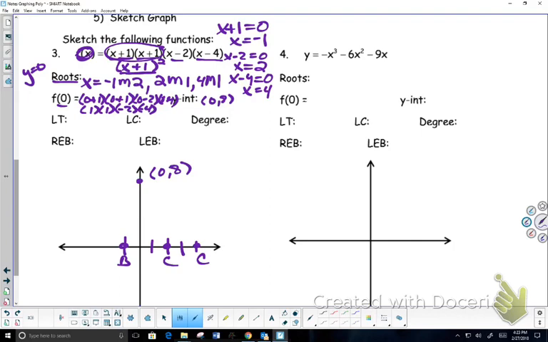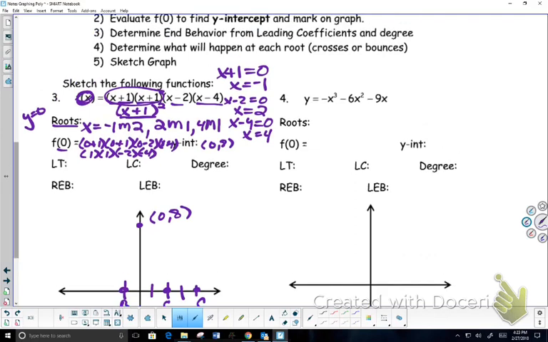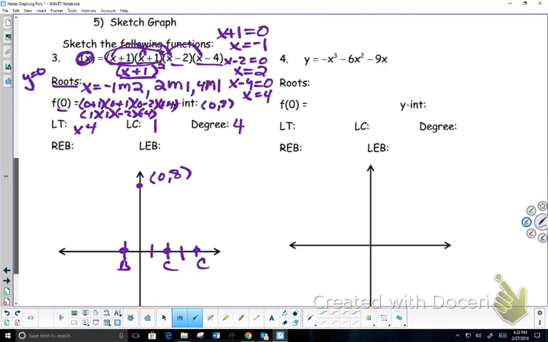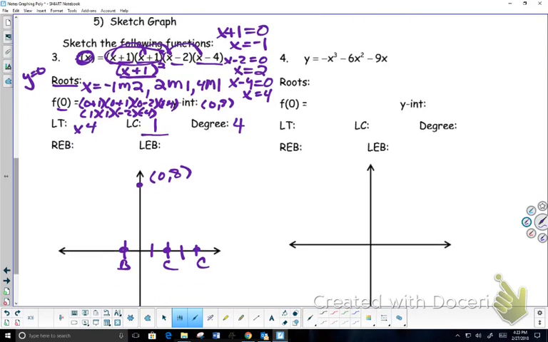To find your leading term, you're going to need to multiply all of your variables. So it would be x times x times x times x, which would give me x to the 4th. My leading coefficient is 1, and my degree is 4. The right-hand behavior, since my leading coefficient is positive, is going to go to positive infinity. My left-hand behavior, since my degree is even, they're going to go the same direction.